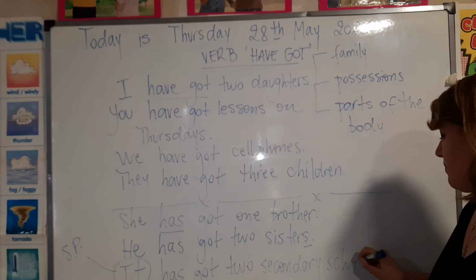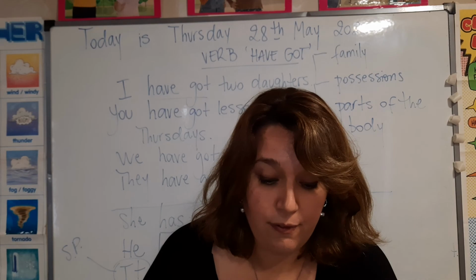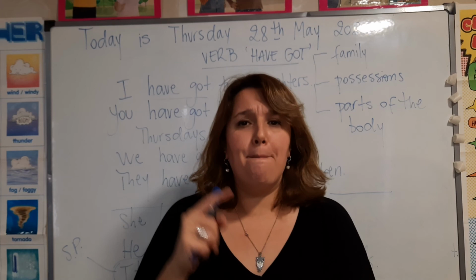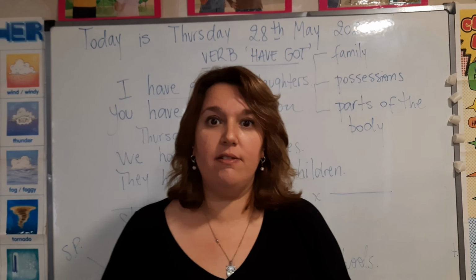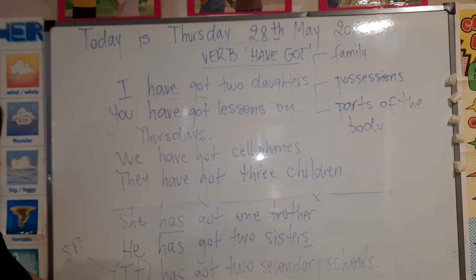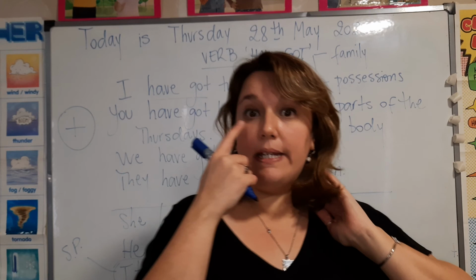So, the verb have got means to have. Talking about family, my family. Talking about possessions, a cell phone, a car, a bike, a computer, a sofa in your house. But remember this: I, you, we, and they have got, but she, he, it has got. All these sentences are in the positive, in affirmative form.